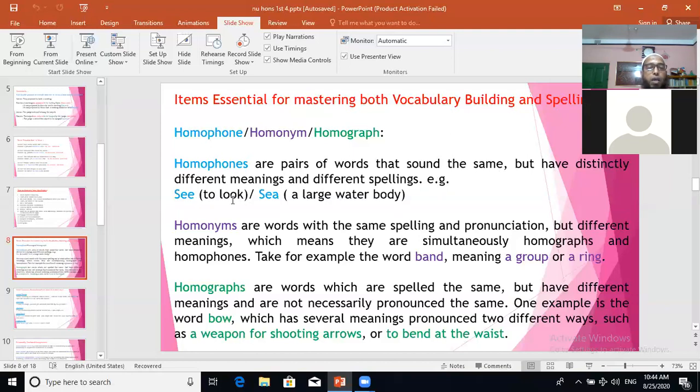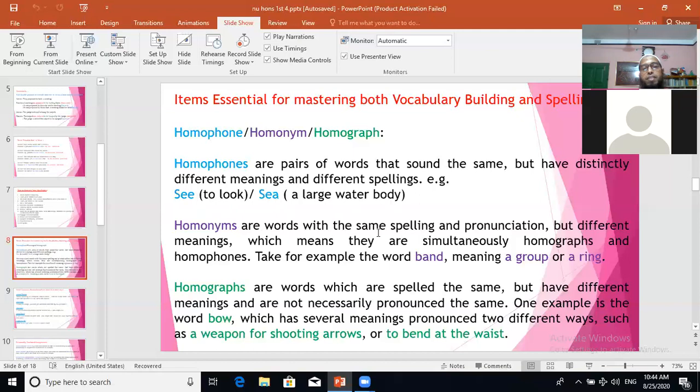For example, see, to look, see means to look, but this sea means a large water body. Have you got it? Sea, same sound, same pronunciation, but the spelling is different, and the meaning is also different. This see means to look, this sea means a large water body. This pair is called homophones. Now, what are homonyms? Look at this.